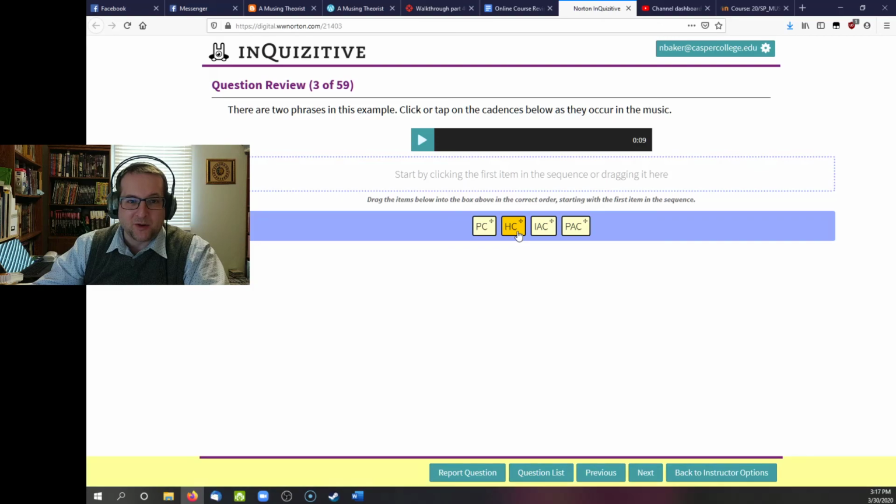Now it wants me to drag them in the correct order, so we've got to get our first cadence before I can drag that half cadence in. So let's take a listen one more time. Did you hear where the cadence was? There was a pause. Let's grab what was happening in the bass right at that point. Re, ti, do, ti, do. Ah, my bass resolved to a do.